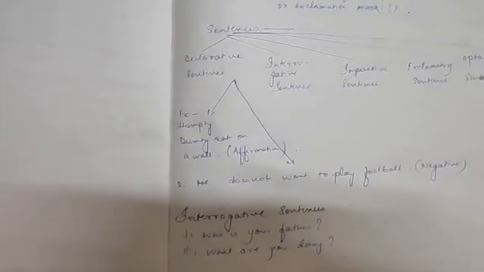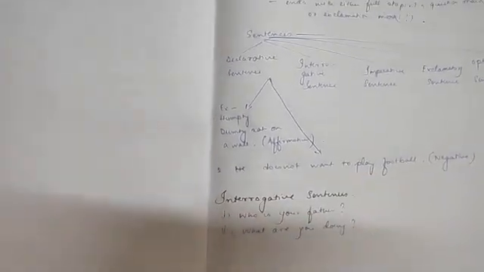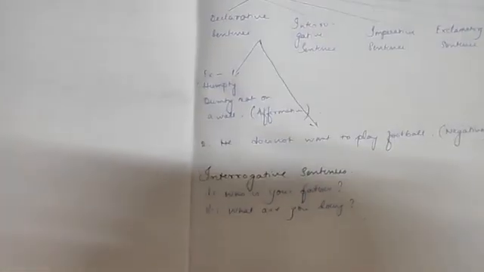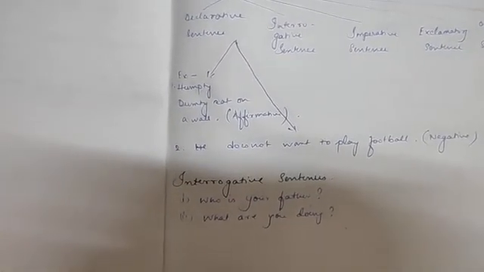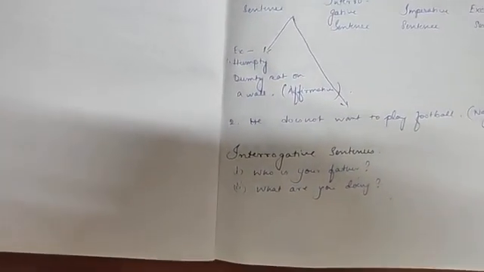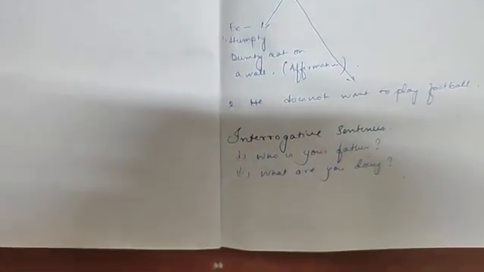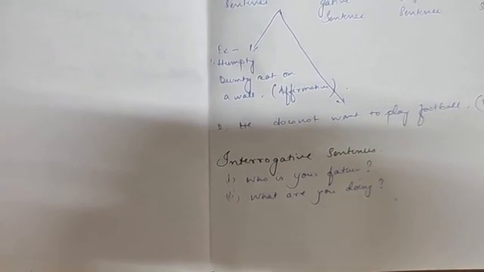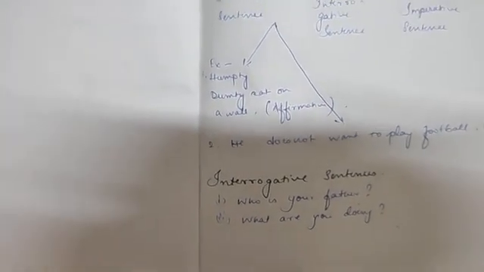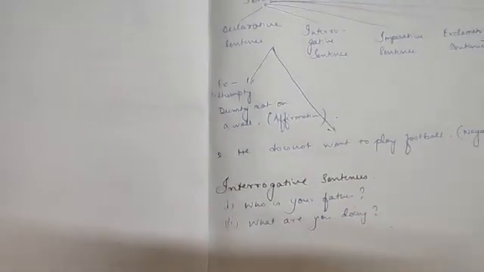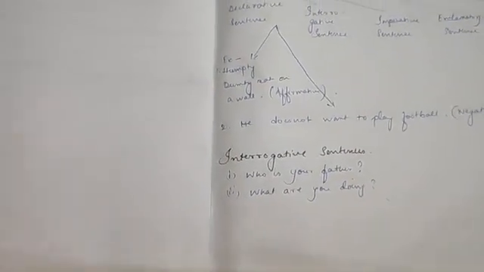Next is your interrogative sentence. So what is an interrogative sentence? An interrogative sentence is a sentence that asks a question. For example, who is your father? What are you doing? And your interrogative sentence always ends with a question mark.